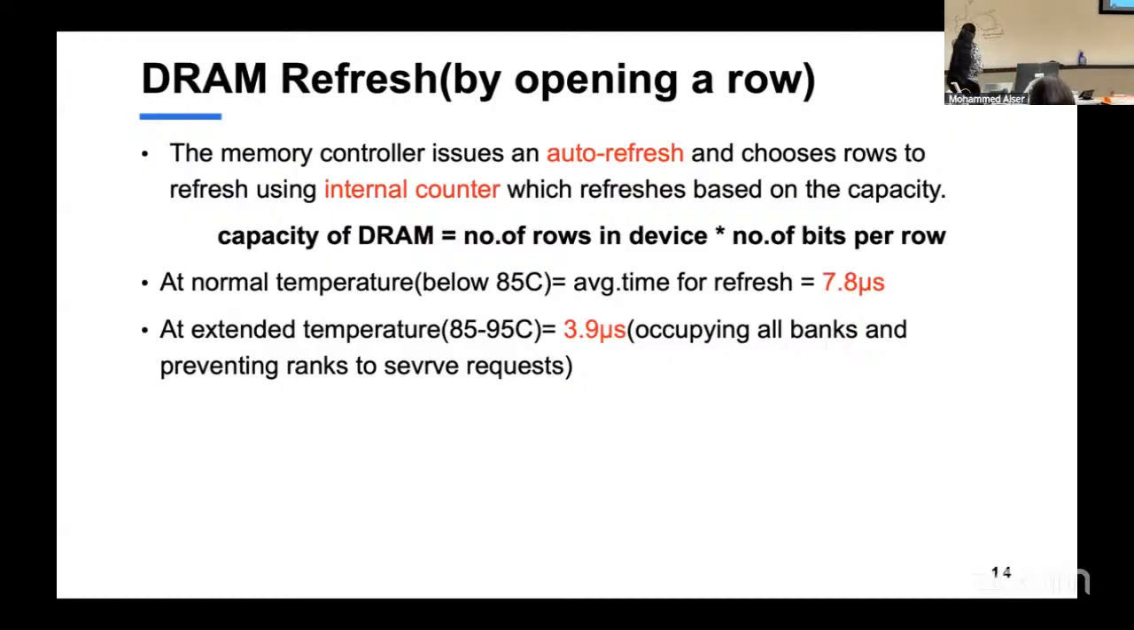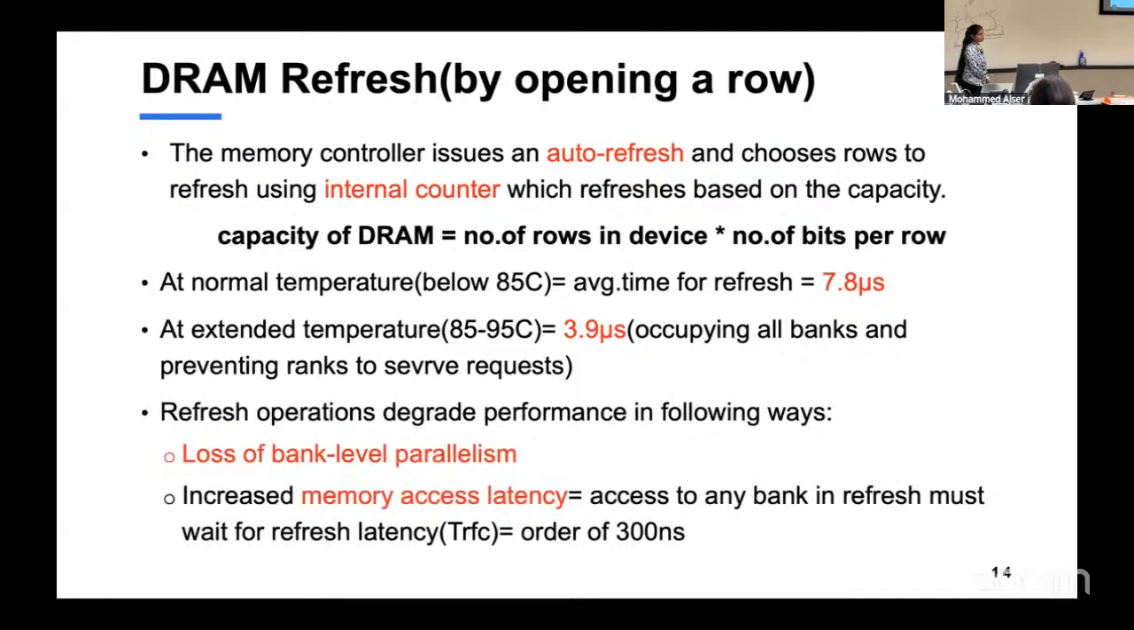So whenever a request comes to the cell, if a refresh operation is happening, then the access request needs to wait. So it is all about that. So at extended temperature, if the retention time is 3.9 microseconds, then refreshing is happening every 3.9 microseconds. Where the refreshing is more, with the increase in refreshing rate, it stops serving the other requests that come along.